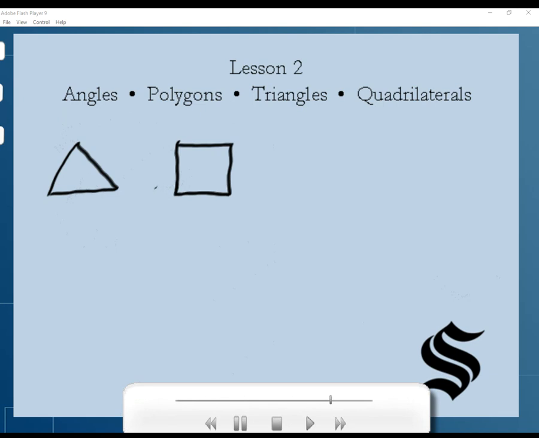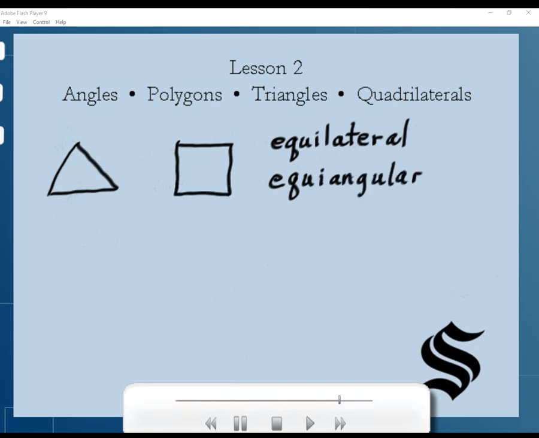If all the sides are the same length, then that's called an equilateral polygon. If all the sides are the same length, it's called equilateral. If all the angles are the same, then it's called an equiangular polygon. Then, if you have shapes that have the same length on all sides and all the angles are the same, that shape is called a regular polygon.